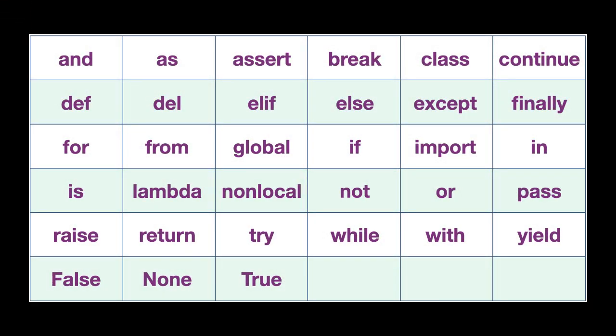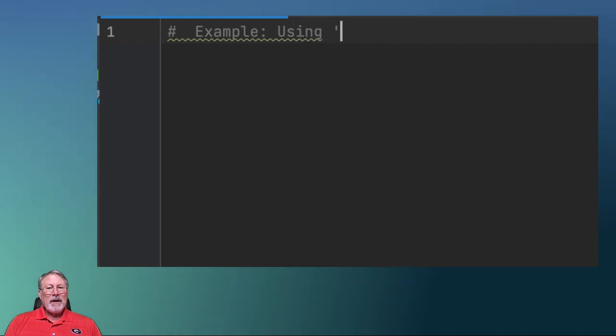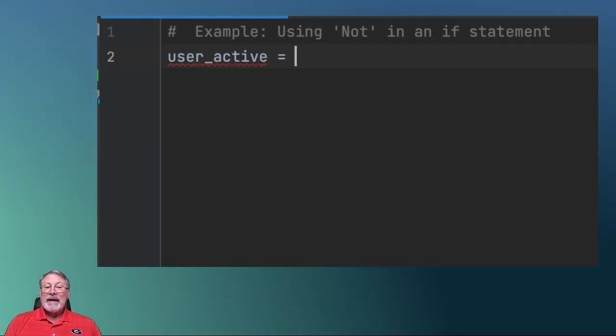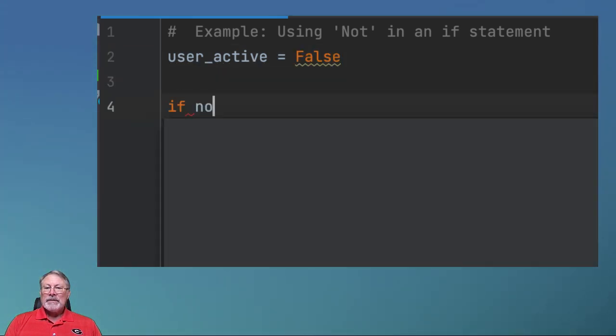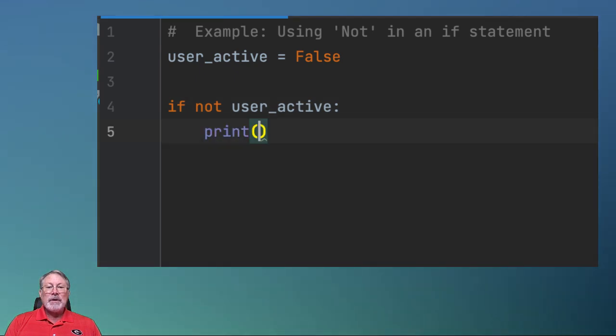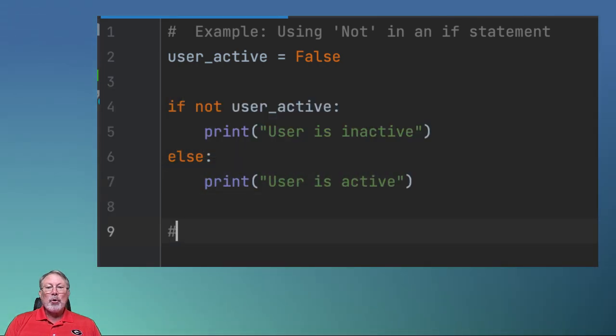There are 33 reserved words in the Python programming language. In this video, we will discuss the keyword not. In the universe of Python programming, logic controls the flow of execution, making decisions and guiding actions. Today, we are spotlighting a small yet powerful player in this logical landscape, the not keyword. Let's delve into how not flips the script, or more accurately, the Boolean value, in Python.